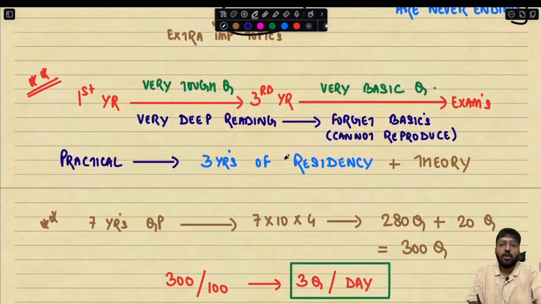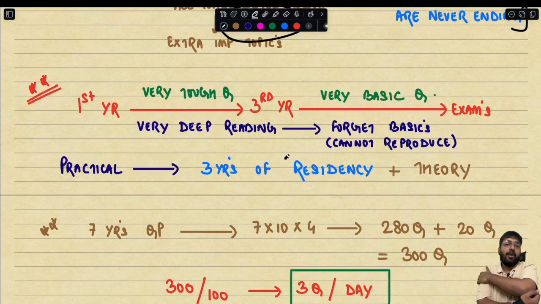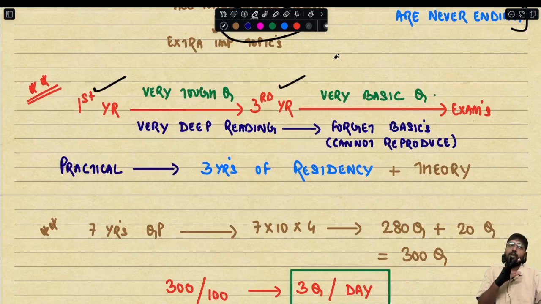Basically what is very important is that in your exam, in your viva, in your theory and everything, you are asked very basic questions. And what has happened with you is that throughout the first year, throughout the third year, you are always interested in seeing some very rare case, some very difficult case, some very tough question. Your mind tends to concentrate on all the things that you have not seen or done. So you always concentrate on very tough questions and you want to go for very deep reading.